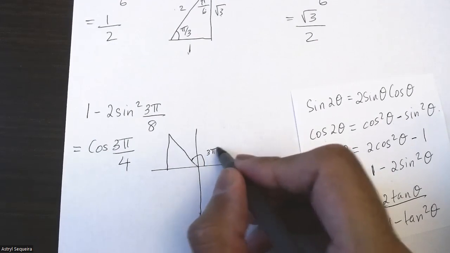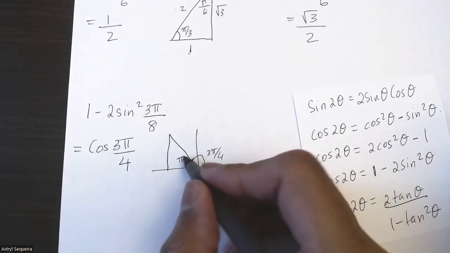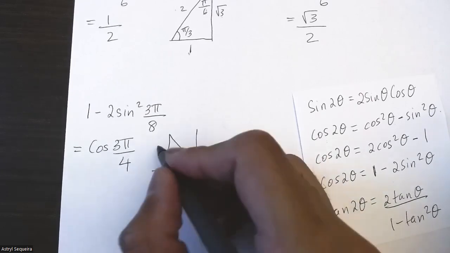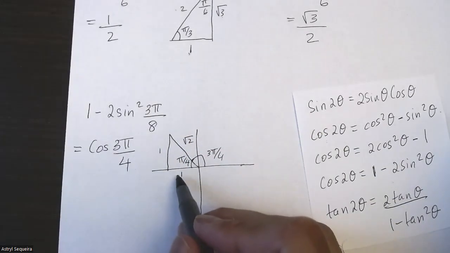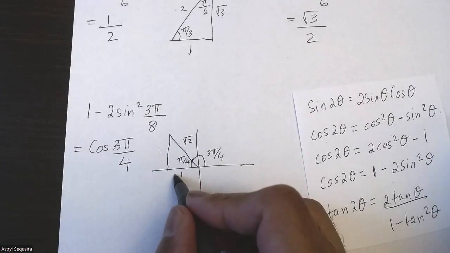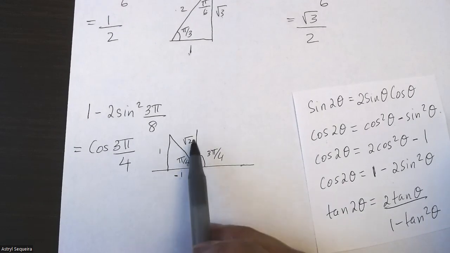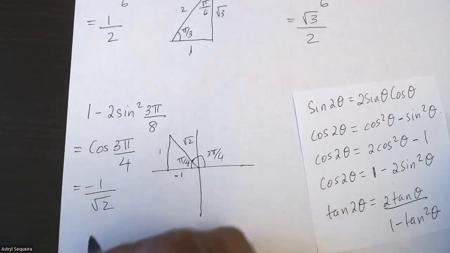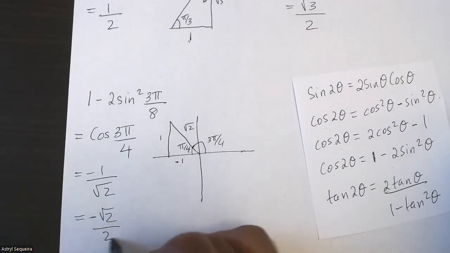So if this is 3 pi over 4, it means that the acute angle is pi minus 3 pi over 4, which is pi over 4. Special triangle with pi over 4 has 1, 1, and root 2. But since this is in the negative x quadrant, this is actually a negative 1 over here. And cos of 3 pi over 4 is just adjacent over hypotenuse, which is -1 over root 2. Let's just rationalize this to negative root 2 over 2 if you need to rationalize.